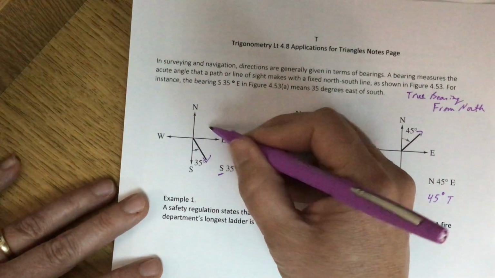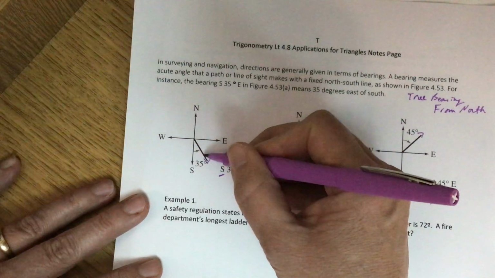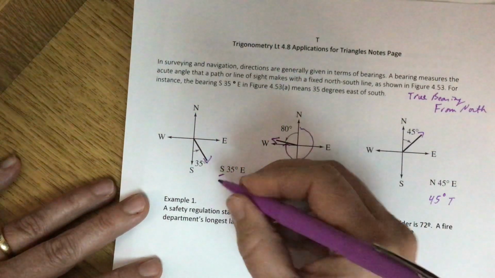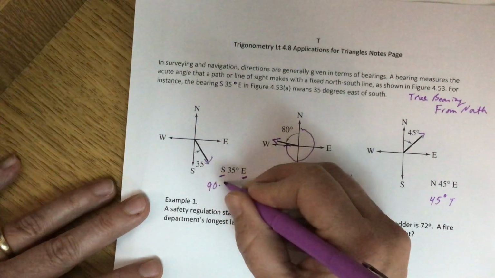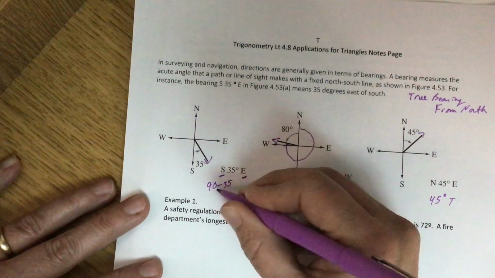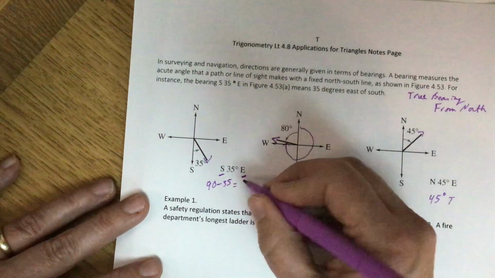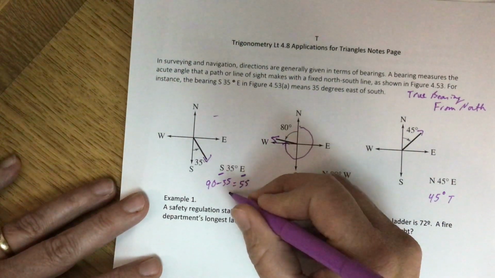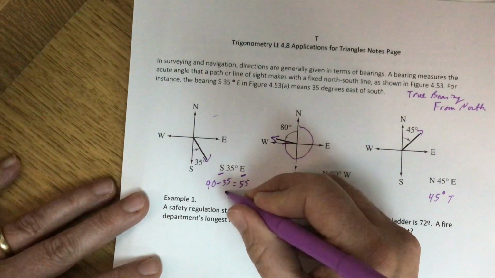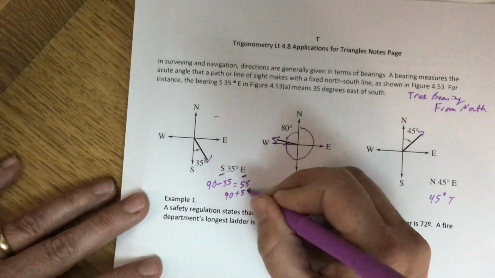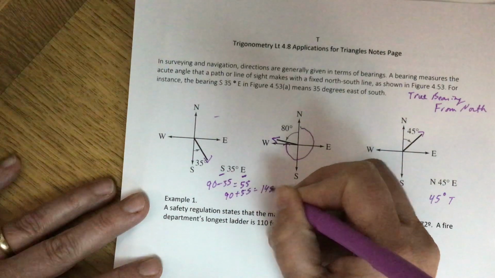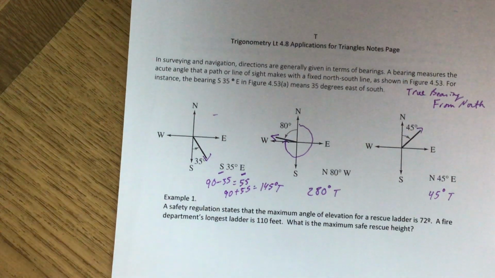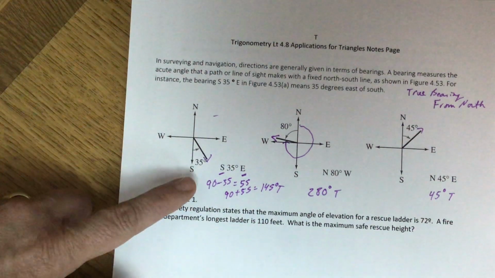This one is 90 plus the difference. So this is 35 down here. We know altogether that's 90. So I do a little quick math of 90 minus 35, which would give me 55. And so then I'd add that to the 90 up above. So 90 plus 55 would give me 145 degrees true. So if you ever see a T with it, it's going straight from the north clockwise.